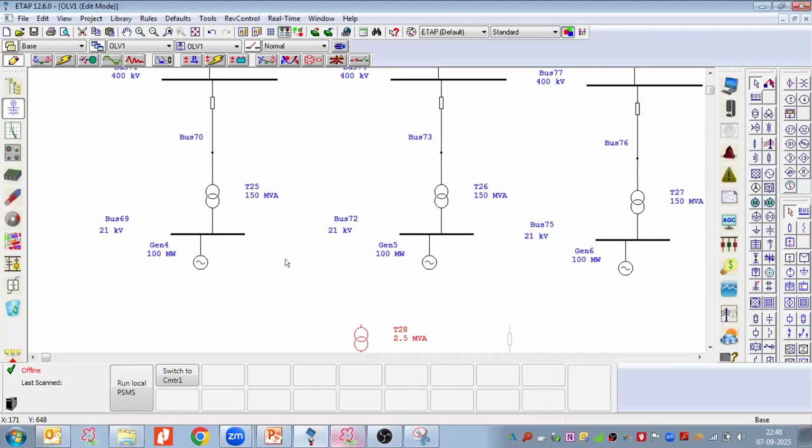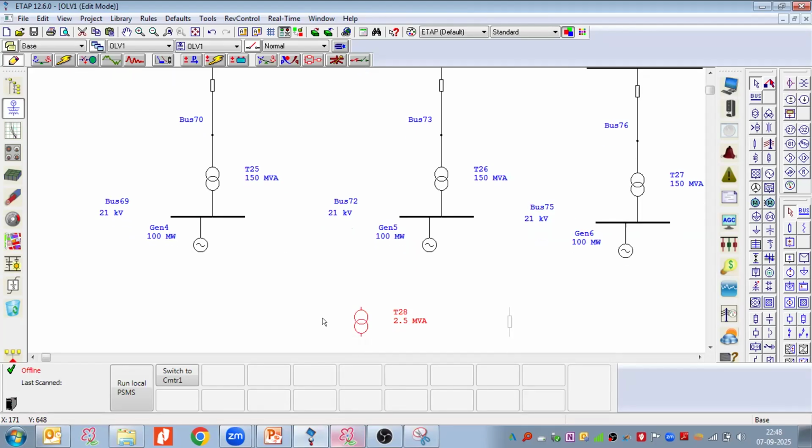And for load flow analysis, how to model the load, how to select the transformer tap settings, and how to mitigate if excessive reactive power is coming. So how to mitigate that reactive power, or how to select the capacitor bank. So let us see all those things.